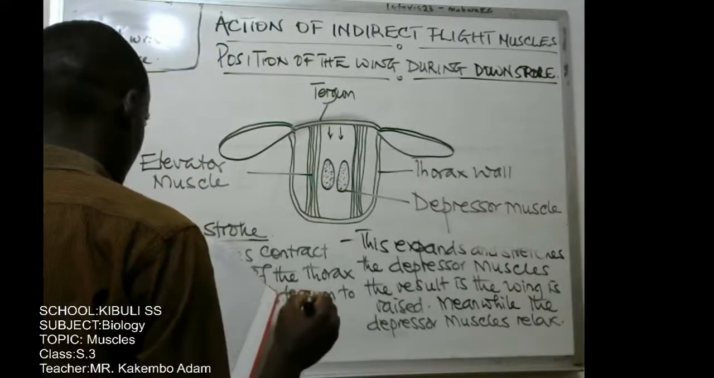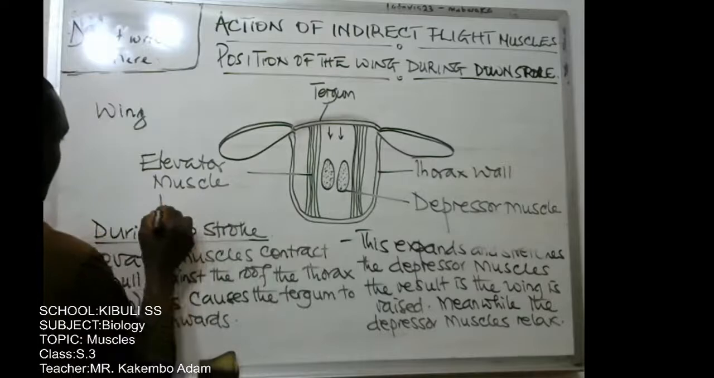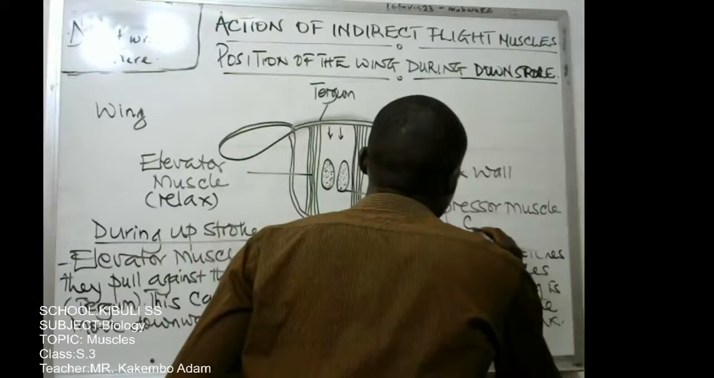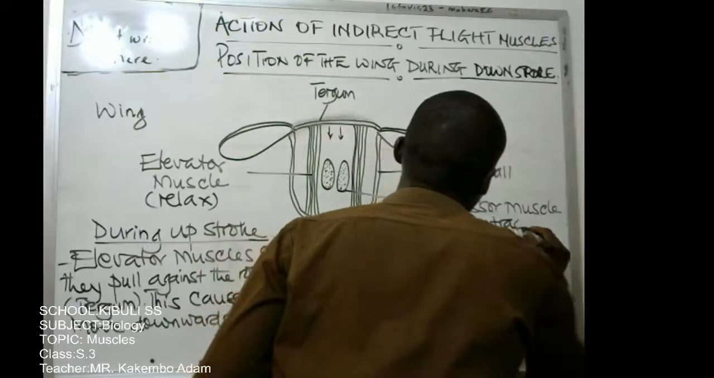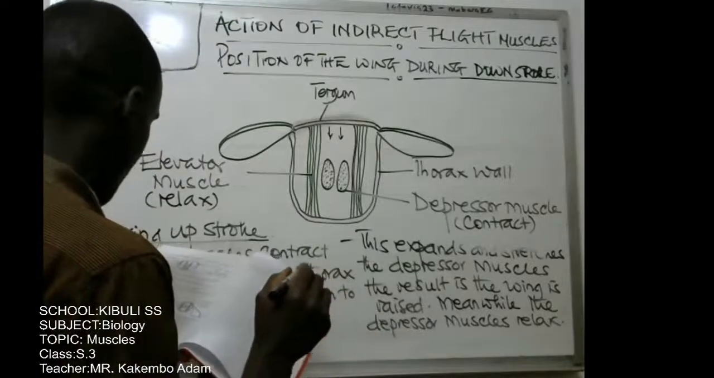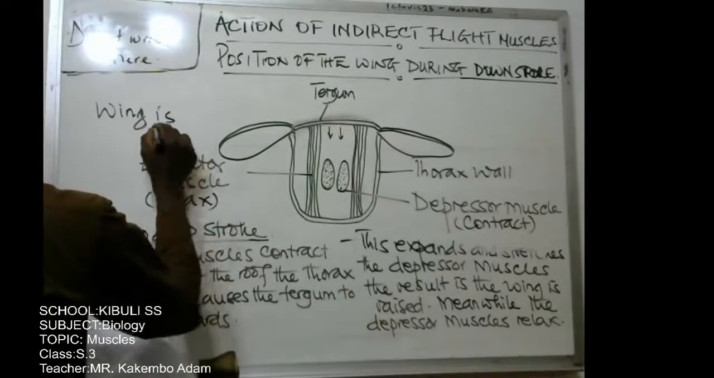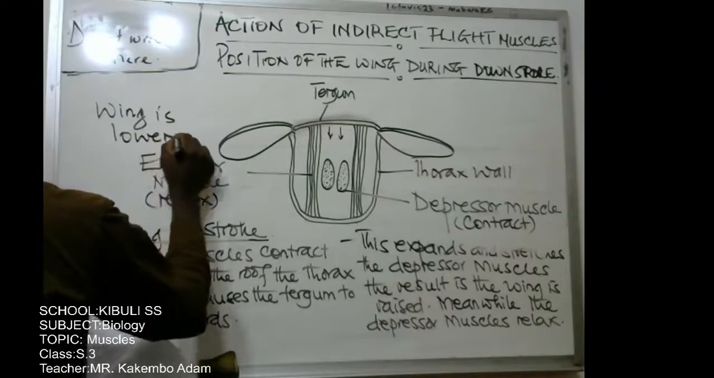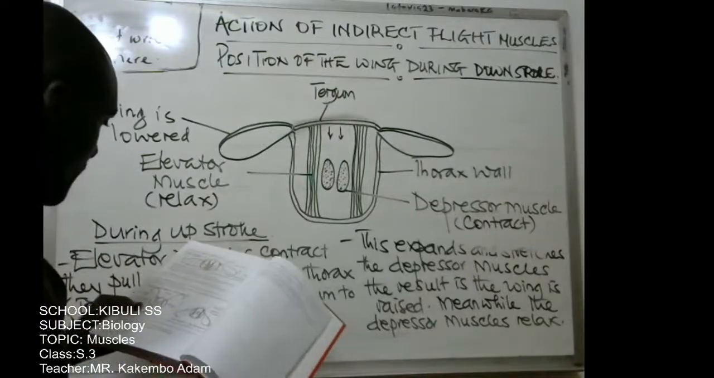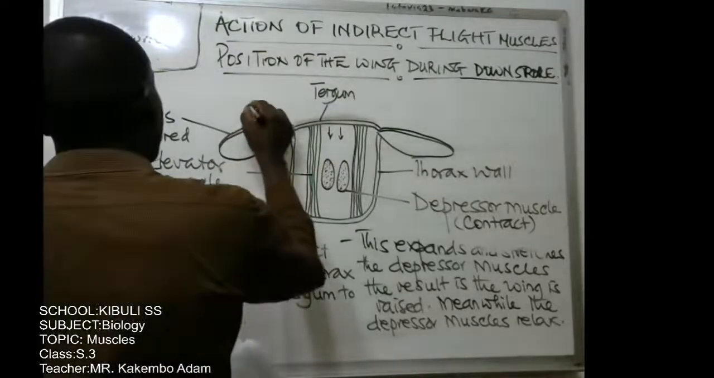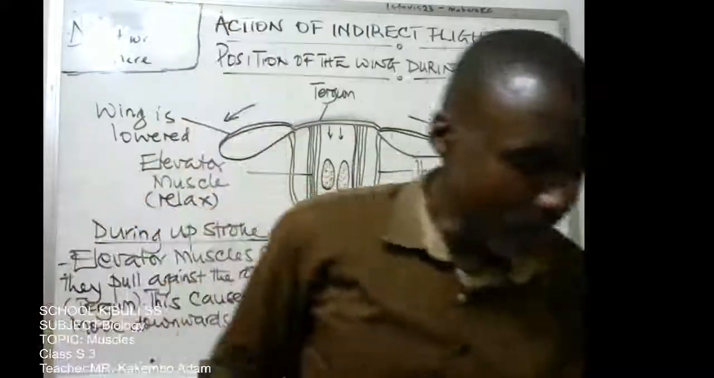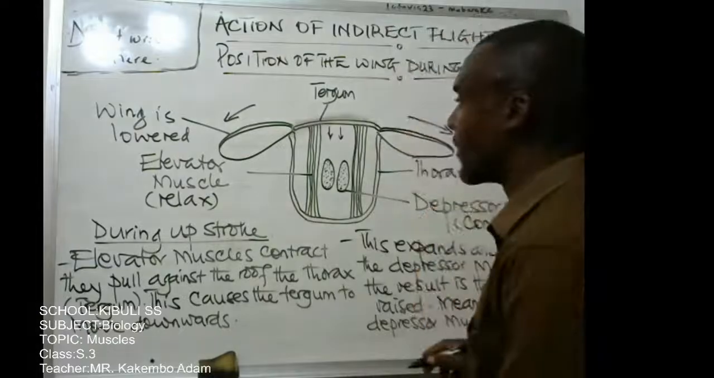During downstroke, the elevator muscles relax. Depressor muscles become contracted. So the depressor muscles contract, and the wing is lowered. The wing becomes lowered. So we can build on that now.